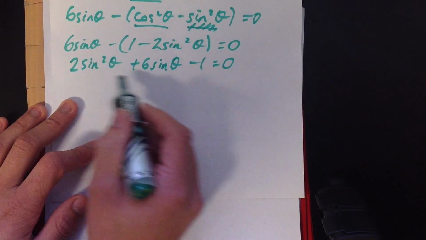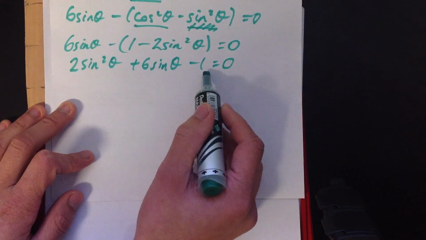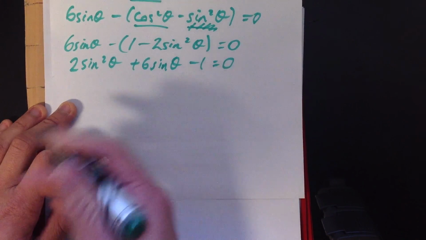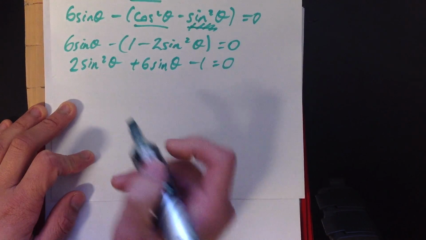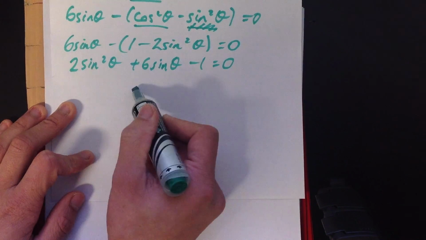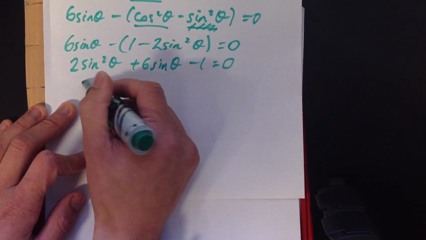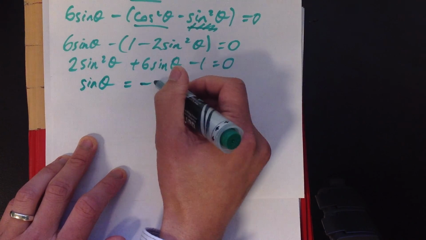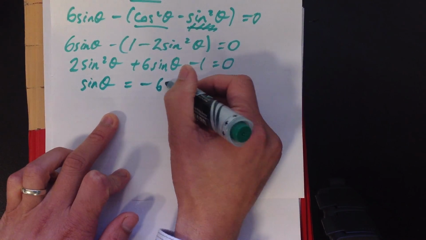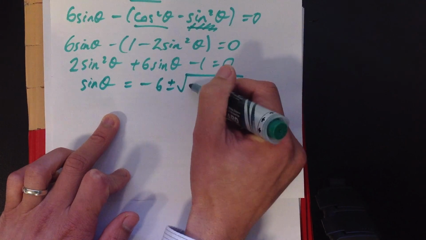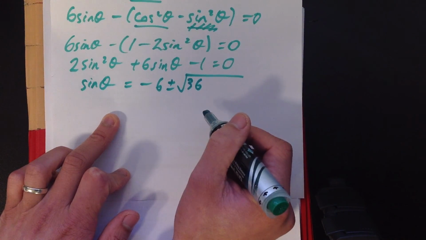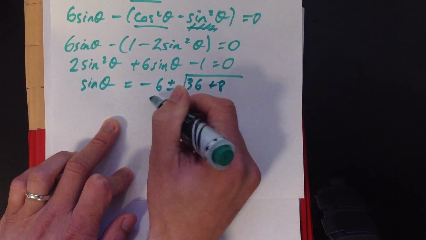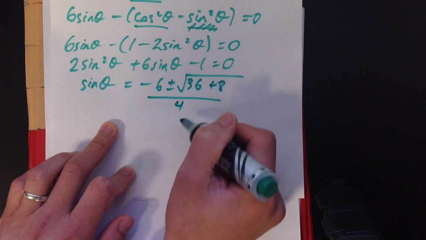So we're used to things being 2x squared plus 6x minus 1. Well, in this case, you've just got sines instead of x's, so you can use the quadratic formula just the same way that you would normally do it. Instead of x equals the quadratic formula, you're going to have sine theta equals the quadratic formula. So that's going to be minus b, which is 6 in this case, plus or minus the square root of b squared, that's 36, minus 4ac. Minus 4 times minus 1 times 2, that's going to give me 8, all over 2a, which is 4.